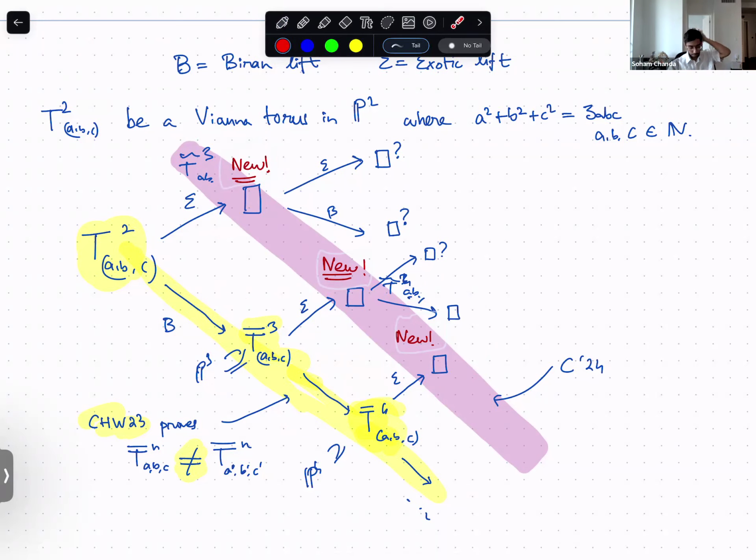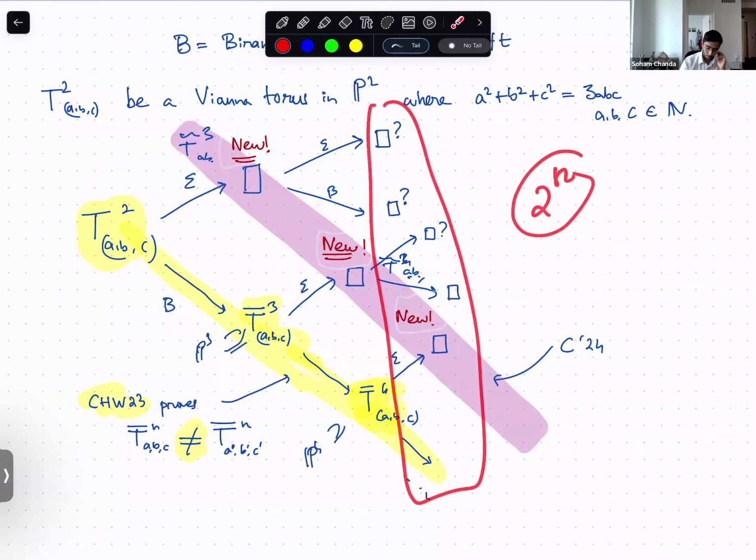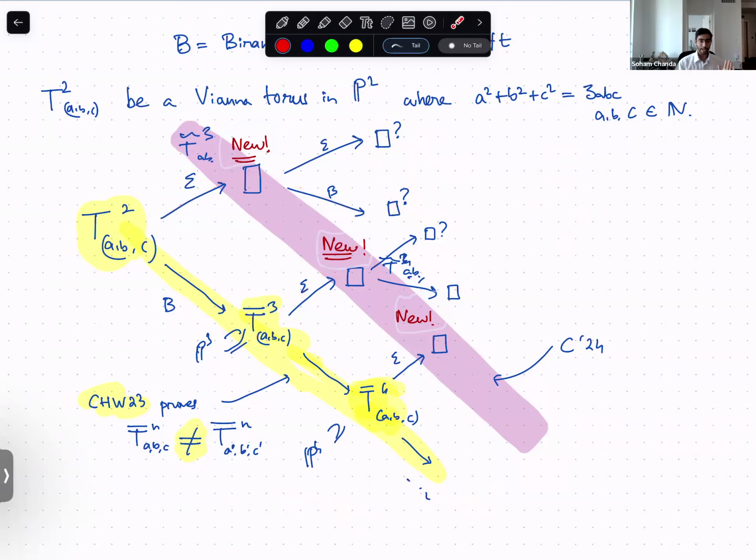Okay. Now, something which I do not know is what happens to the disk potentials when you apply it multiple times. Potentially there will be 2 to the n many distinct things when you go up to n steps here. So I'm not sure, if you go exotic and then go Biran and go Biran and then go exotic, do you get the same thing or not? This is some combinatorics I have to figure out. But as of now, you get twice as many new things.